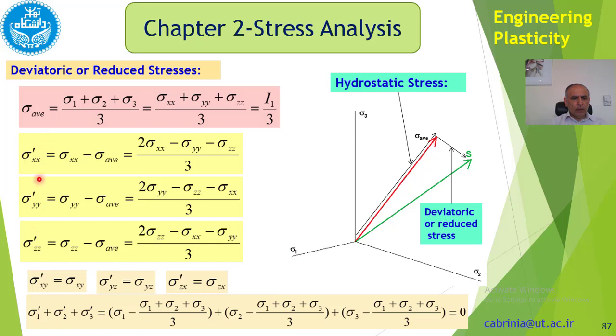Therefore, if we add up the reduced or deviatoric stresses like this, the sum is equal to 0, because sigma 1 minus that, sigma 2 minus that, sigma 3 minus that, if you add up all of this, it becomes 0. So the sum of the deviatoric stresses is equal to 0. We are going to show this again in a little bit of time and see what these components are. So what is the use of this deviatoric or reduced stress? We are going to see how to use this.